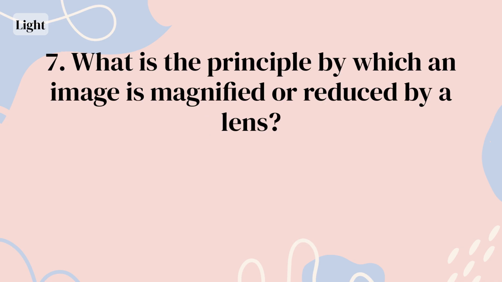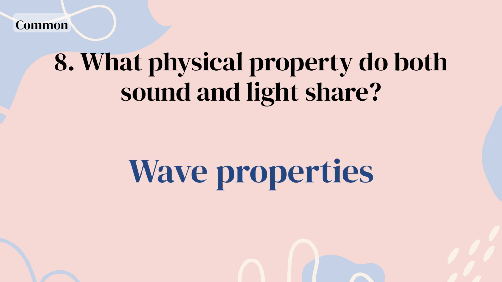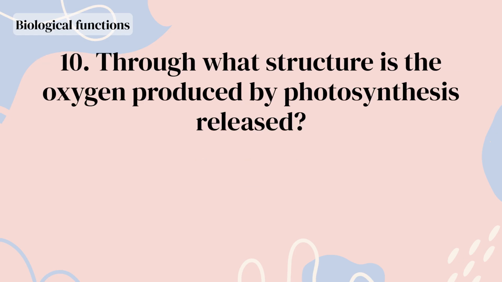What is the principle by which an image is magnified or reduced by a lens? Change in focal length. What physical property do both sound and light share? Wave properties. Which organ regulates the heart to maintain a steady heartbeat? The brain. Through what structure is the oxygen produced by photosynthesis released? Through stomata.